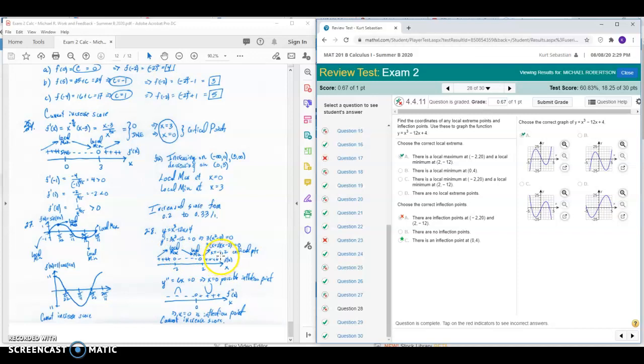After 2, let's check it at 3. 3 times 5, 15 times 1. So positive. So it's increasing. That means you have a local min there.